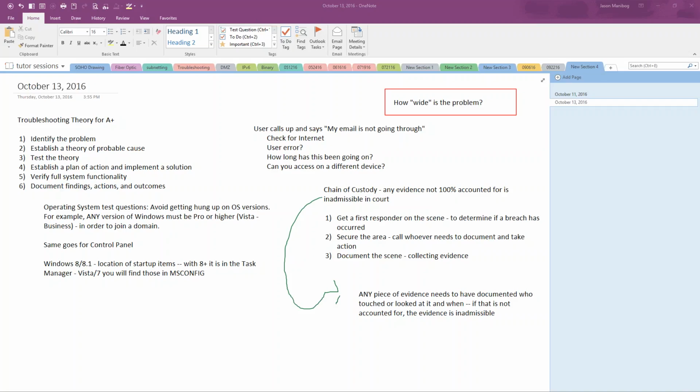Good news is you don't have to worry about it on any of the exams. But chain of custody, yeah, that definitely you want to get stuck in your heads if you're going to do Network Plus or Security Plus, for sure.